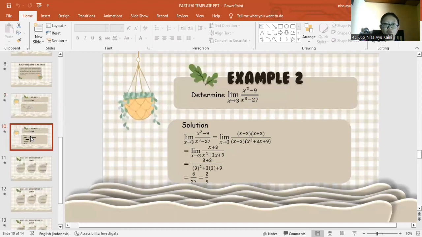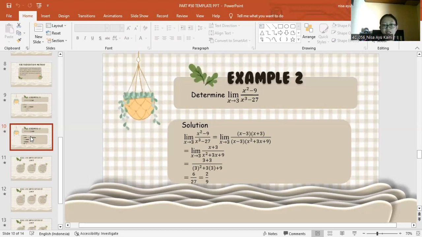Okay, example 2. To determine the limit of the expression x squared minus 9 all over x cubed minus 27 as x approaches 3, we can use the factorization method. First, let's factor the numerator and denominator. x squared minus 9 can be factored as x minus 3 multiplied by x plus 3. x cubed minus 27 can be factored as x minus 3 multiplied by x squared plus 3x plus 9.